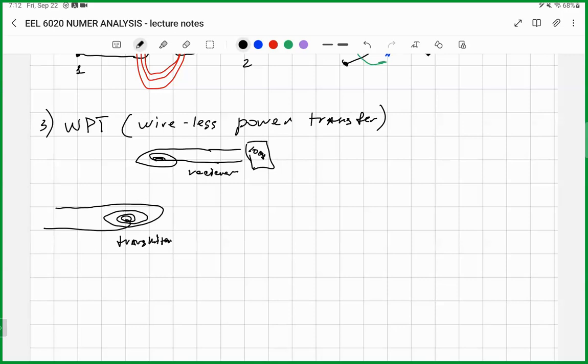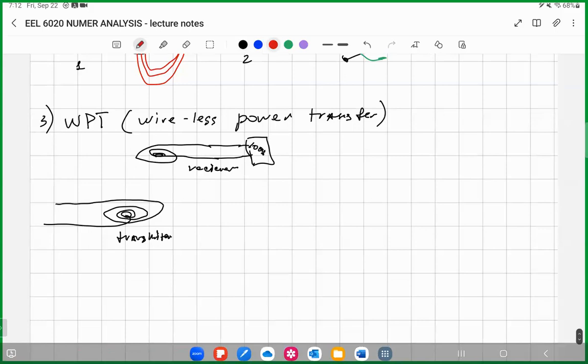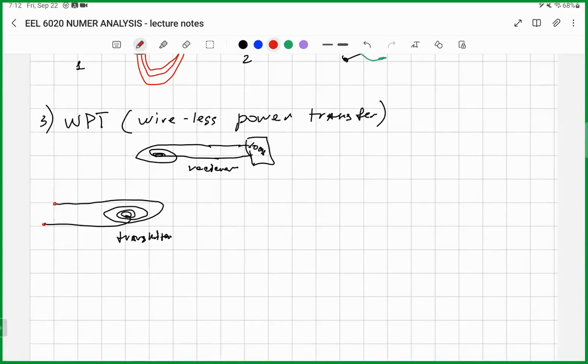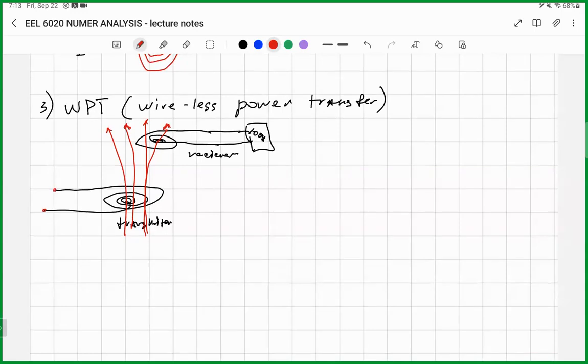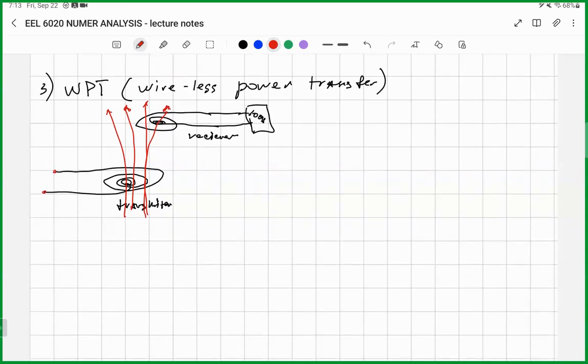For example, a toothbrush. The transmitter is connected to some sort of current generator. This current generator drives the current. The current creates an alternating magnetic field. This magnetic field, because of Faraday's law, induces current in the receiver, and the load absorbs this current. This way we can transfer electric energy without any wires. For example, in my lab, we are actively working on different concepts in wireless power transfer quite extensively.